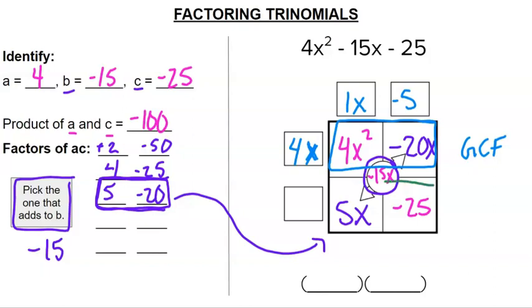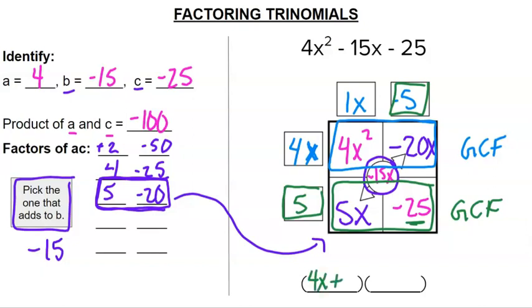All right, and then we do the same thing for our bottom. We pull out that greatest common factor, 5 and negative 25. Greatest common factor would be 5. And we are going to keep it positive because 5 times 1 is 5, and 5 times negative 5 gives us this negative 25. And then we just write out our factors together, 4x plus 5, and then 1x minus 5.